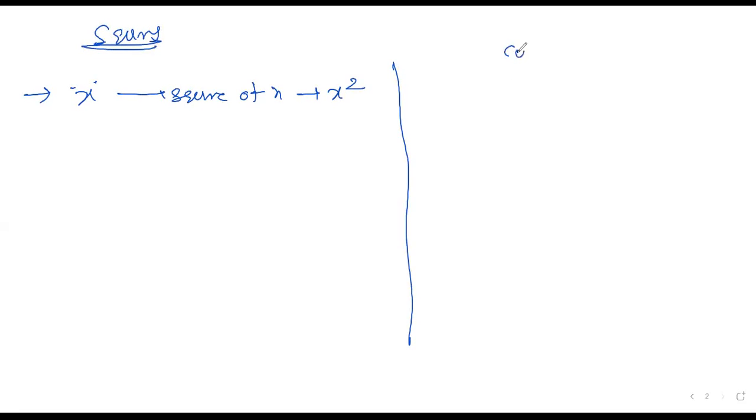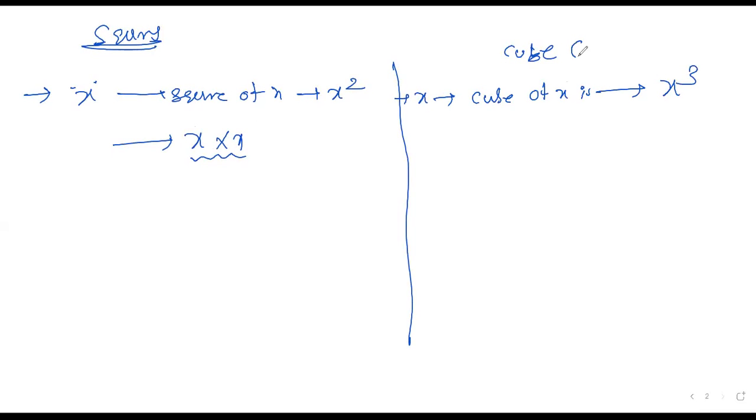Now it comes to cube. How do we write the cube of x? Square is nothing but x into x, so we multiply two times. The cube of x is x cube. Square is nothing but power of 2, and for cube, which is power of 3, you have to multiply 3 times.